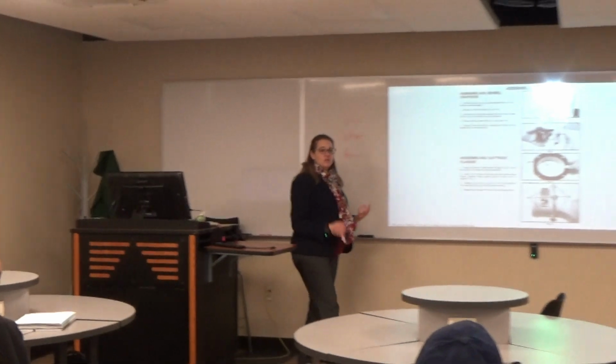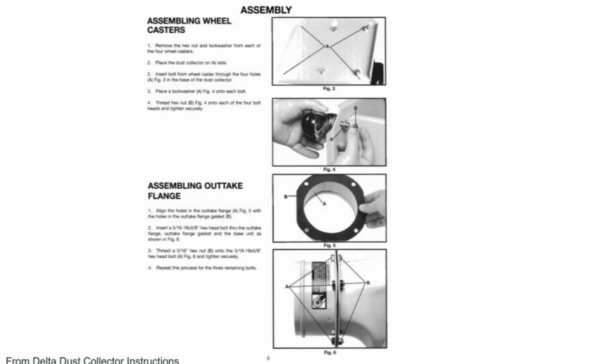Here's a good example of how to lay that out and make it visually appealing. Lots of white space. I have 2 main sections here that are very distinct from each other. Label, this is nice and big. I can clearly see that if I want to assemble the wheel casters, this is where I go. Or if I want to assemble the outtake flange, this is where I go.